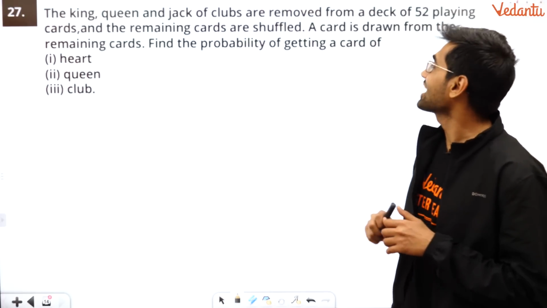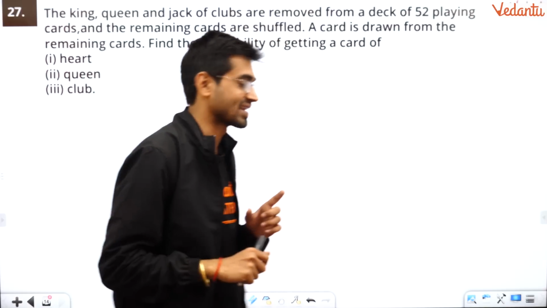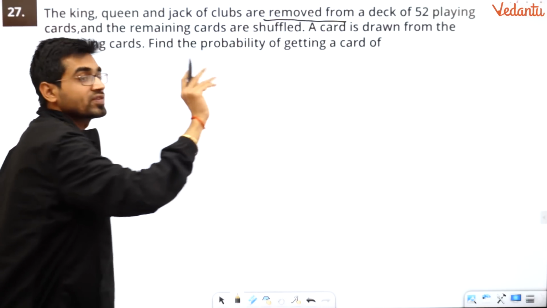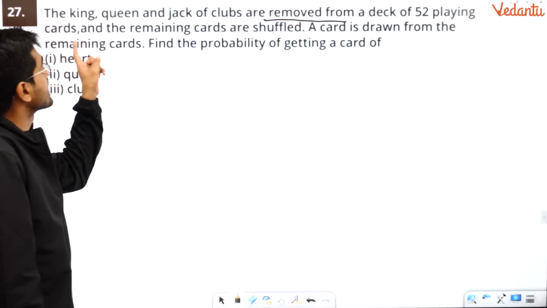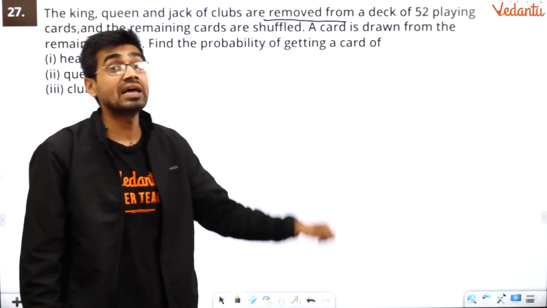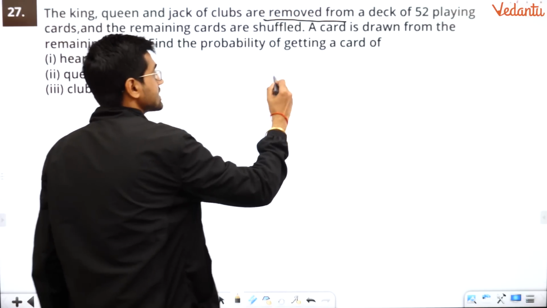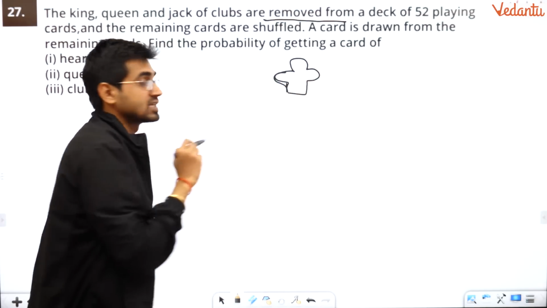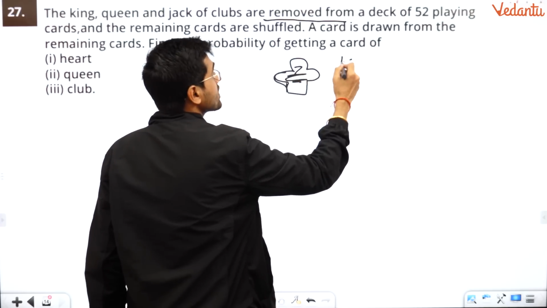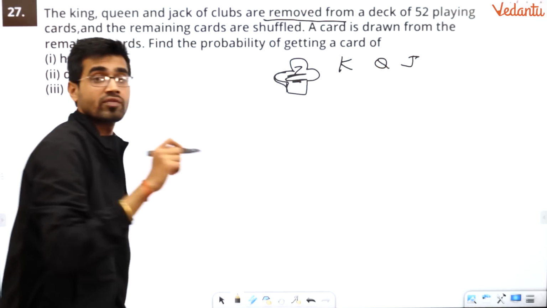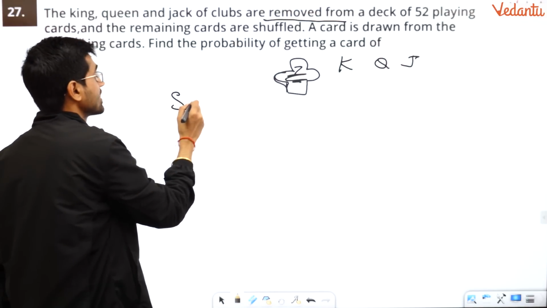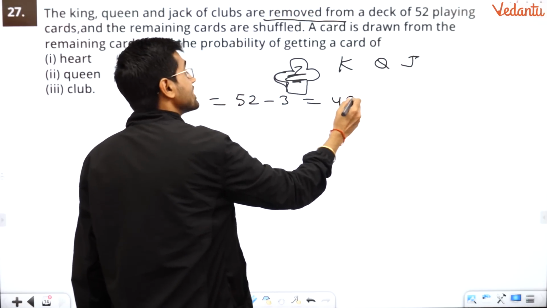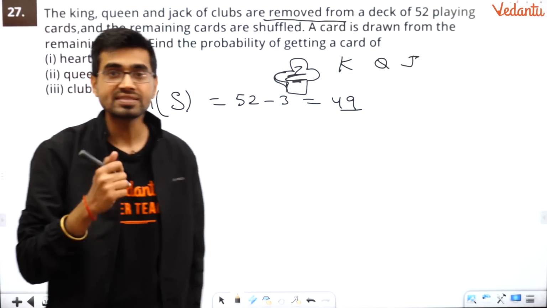The king, queen and jack of clubs are removed. These questions just play like that with numbers. They always remove something so that you make a mistake. So 52 playing cards and you have removed what? King, queen and jack of clubs. Clubs is this. This you have removed, don't see my drawing. This is black. So you have removed king, queen and jack. How many cards have you removed? 3 cards. So what are the total cards in the sample space? Now you have 52 minus 3 cards, 49 cards.